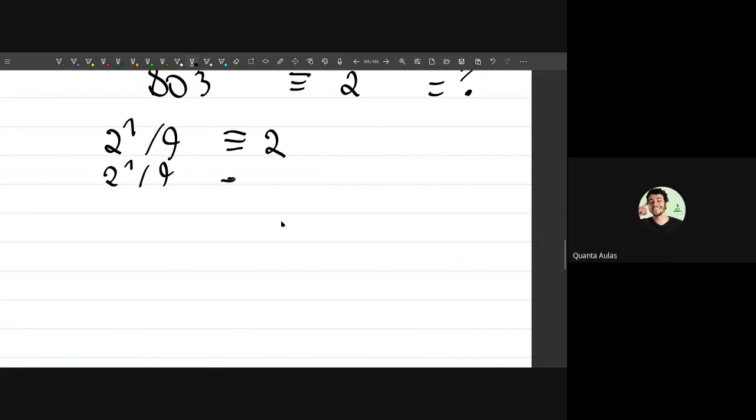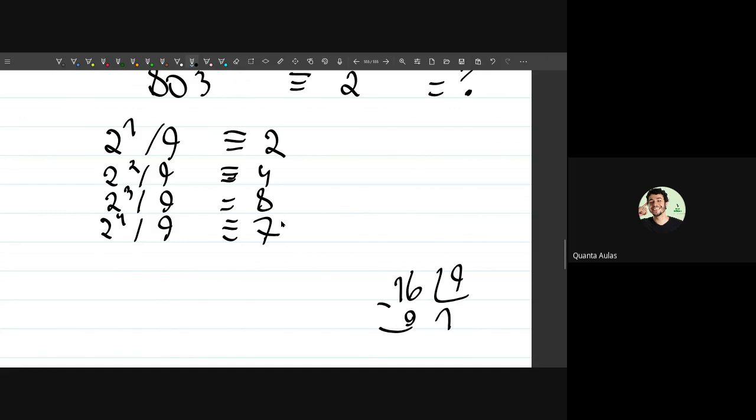and here 4, and here will be 8. Here we have a number bigger than 9. What will be the remainder? 2 again. Will be 7, because 16 over 9 is 1, and 16 minus 9 is 7. Sorry, I got lost a little bit in my thinking.